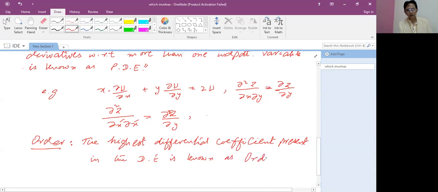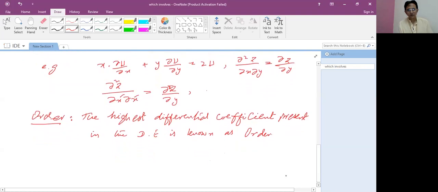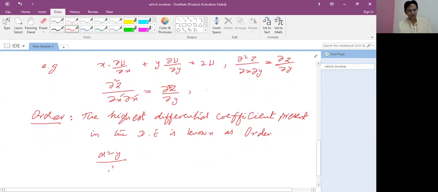For example, if we consider d2y over dx square equals 2 times dy over dx plus 8y, find the order. It means the highest differential coefficient present in the differential equation, which is the 2nd derivative. This is called order. Order is 2.